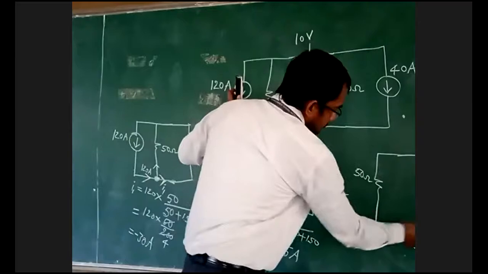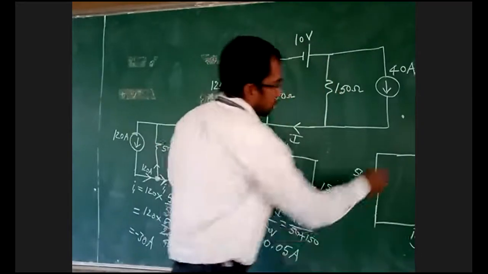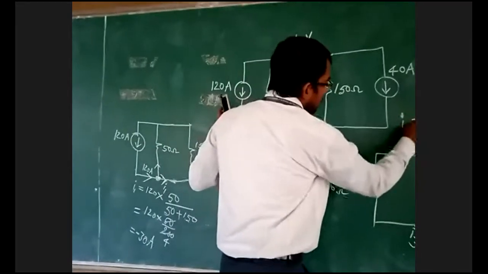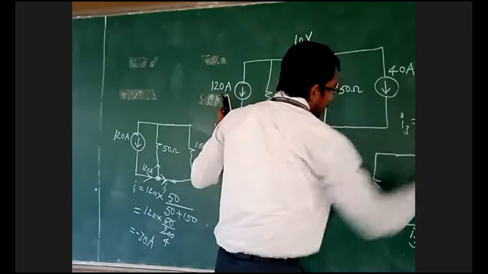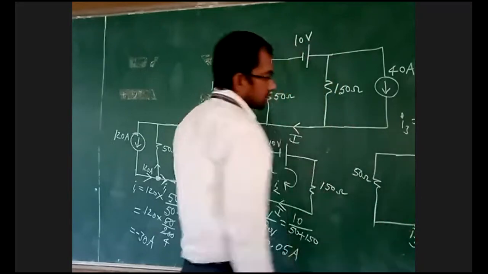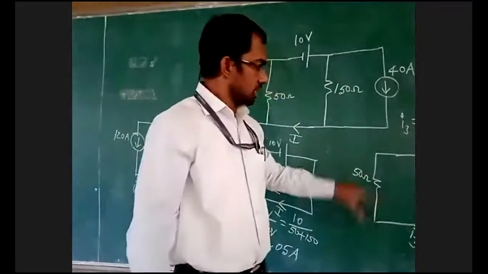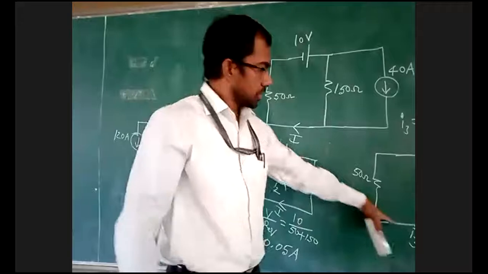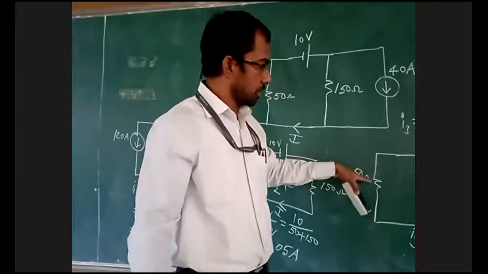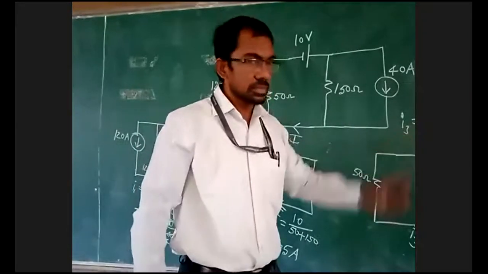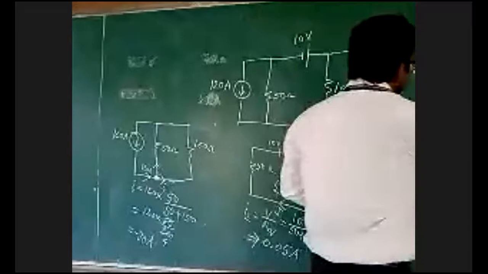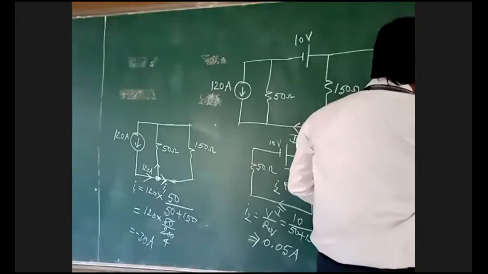This 40 ampere is dividing in these two branches. Therefore, I3 is equal to the total current, which is 40. What is the opposite branch for I3? I3 is flowing in 50 ohms. The opposite branch for I3 is 150 ohm, so 150 divided by 50 plus 150.